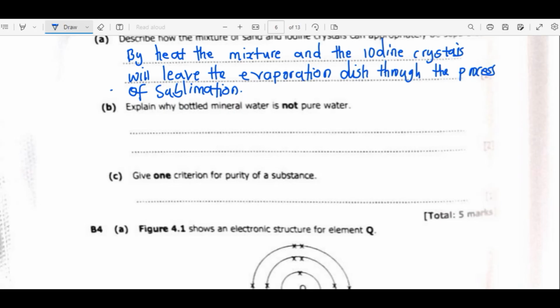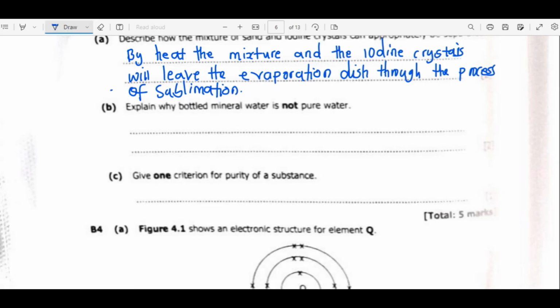Maybe they consider this purity in terms of if we have microorganisms, but scientifically, if this water undergoes a certain criterion, we may find it to be impure. So what exactly are they talking about if you look at mineral water as not pure water? So the whole thing is that it contains some mineral ions. So that is what makes this water not to be pure.